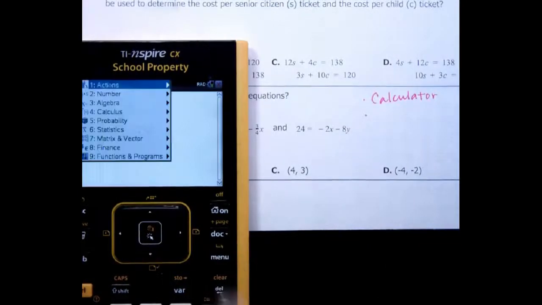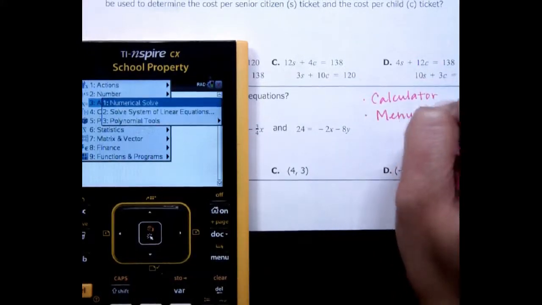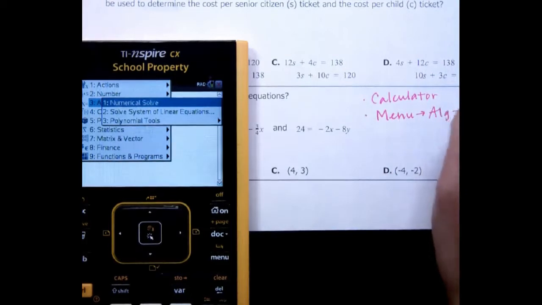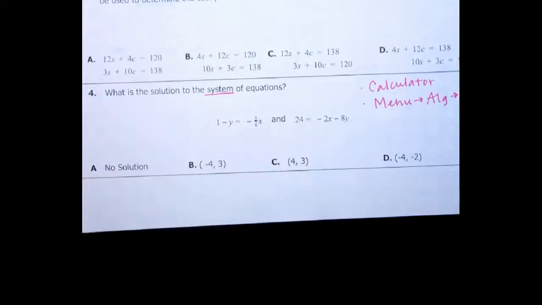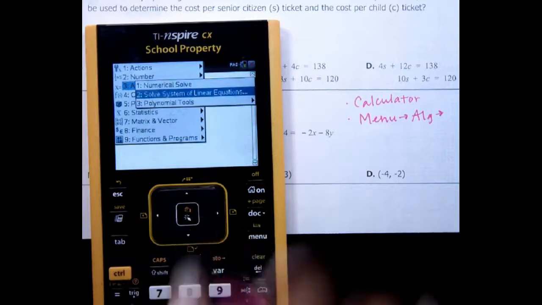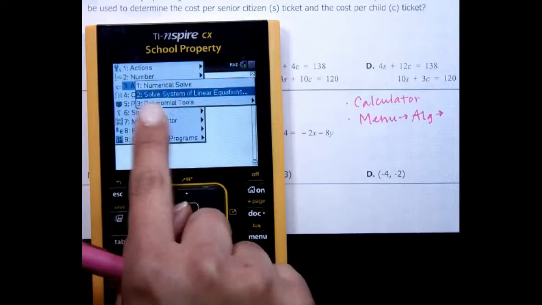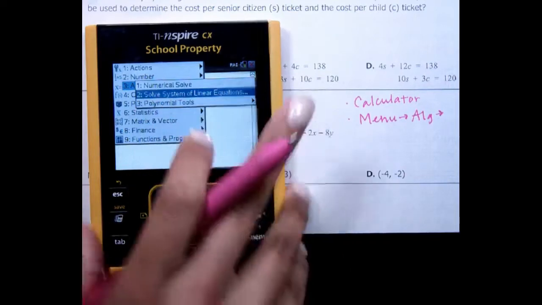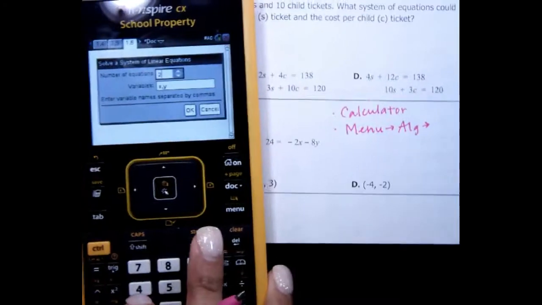Then we're going to do menu, algebra, but this time numerical solve only works when I have one equation or one equal sign. Well, here I clearly have 2 because I have 2 different equal signs, so that means I have 2 different equations. So it's not nsolve or numerical solve. Right here, it tells me the exact same thing that it tells me in the problem. Solve system of linear equations. What is the solution to the system? So I'm going to choose that one.